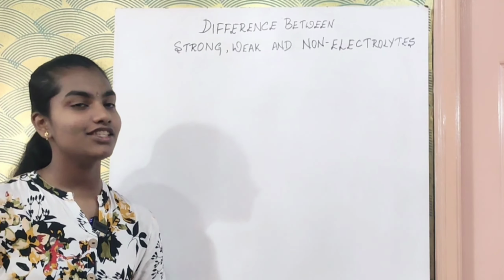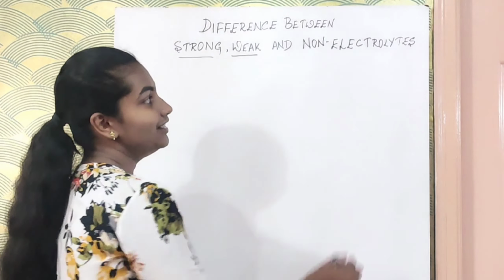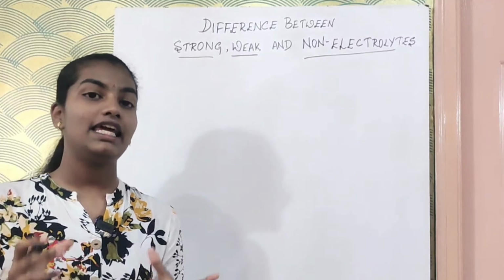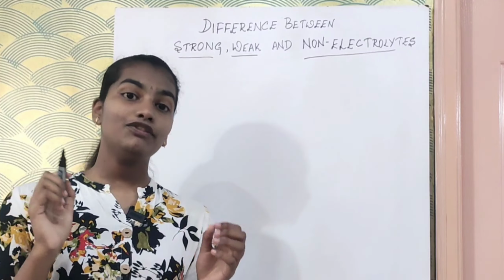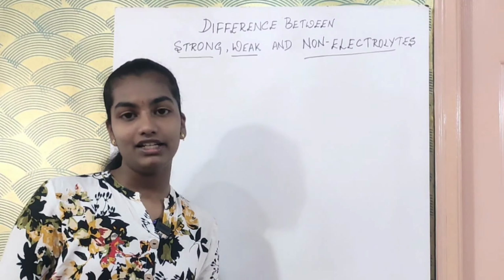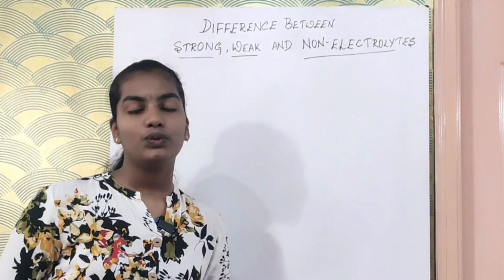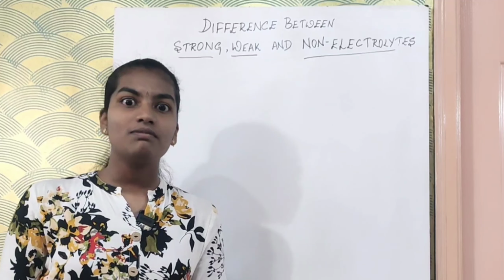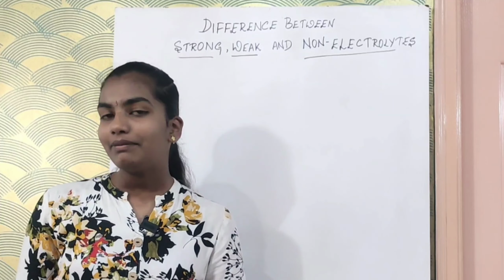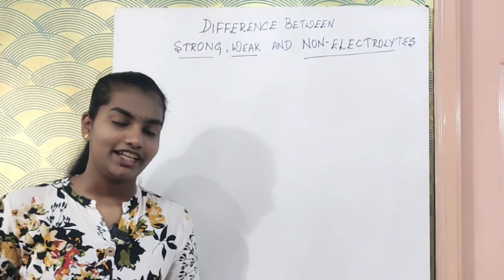So today let us know the difference between strong, weak and non-electrolytes. First of all, what do you mean by an electrolyte? If you define an electrolyte as a metal or an element or a substance that passes electricity through it, then your answer would not be so specific. Because if you say it as a metal or an element, it would become a conductor, right? Why would it be an electrolyte?